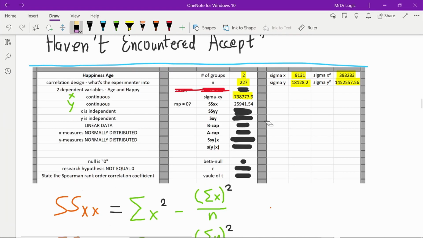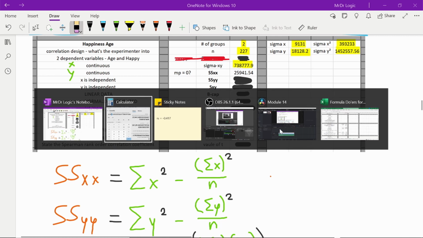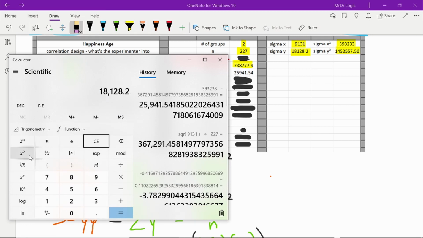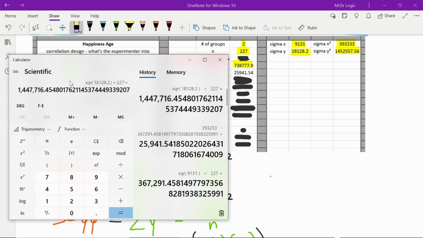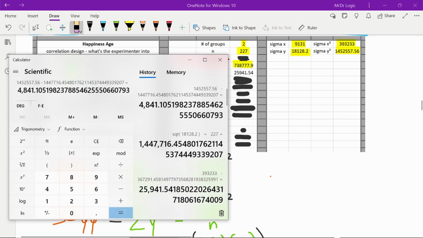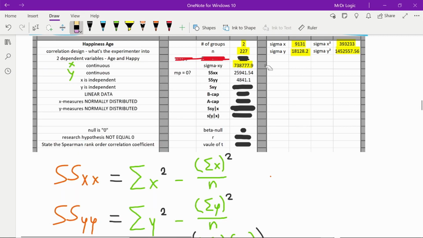We're happy with that. Now the SSY, pretty much the same thing. So we're just going to do the same thing for Y. Measurement position is 1, so remember that. So this is 18,128.2 squared divided by 227, the N. We get this number. And then now it's 145,557.57 minus this number. So it's 4,841.1. And that is the right answer.